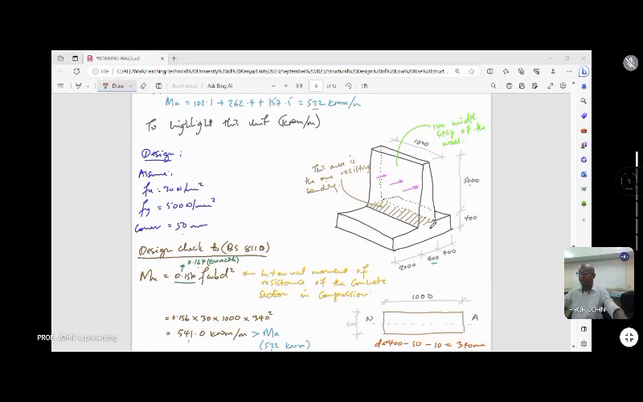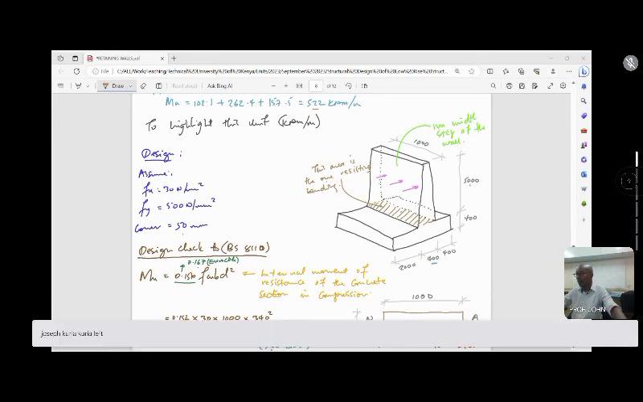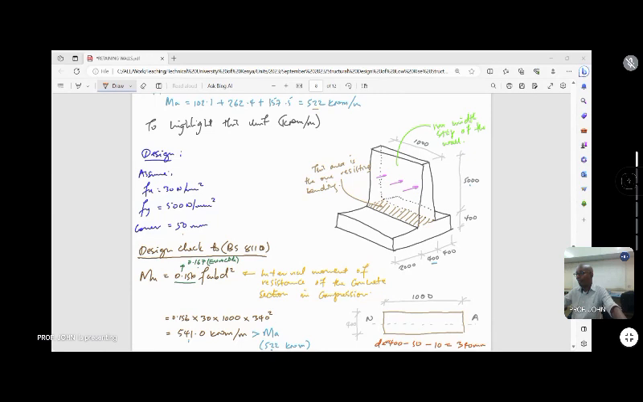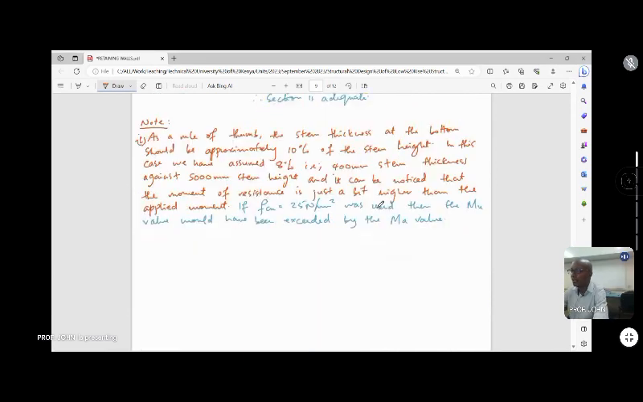Those holes are referred to as weep holes. Those weep holes, the purpose is to relieve the wall from the water pressure. Let me write that as a second note at this point.